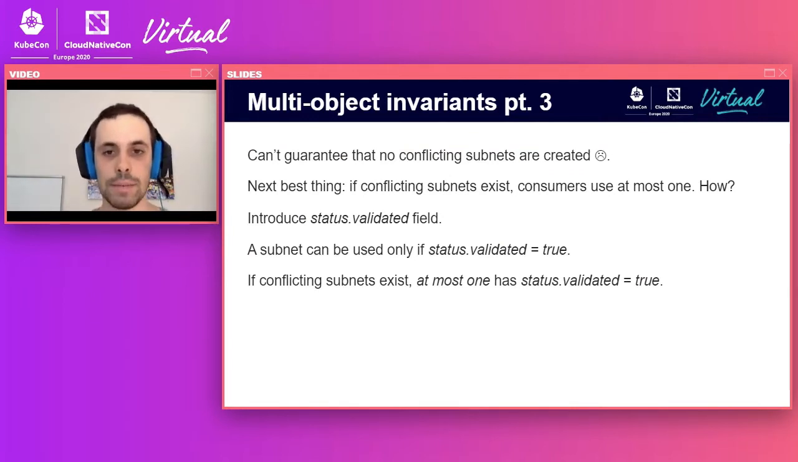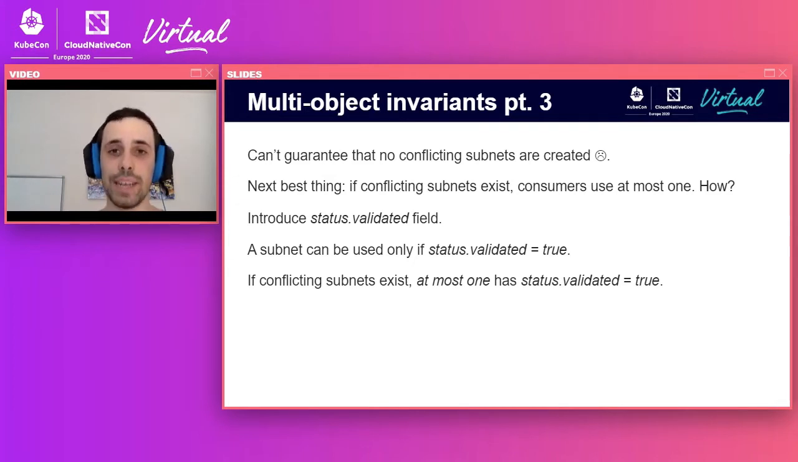So we did the next best thing, which is, okay, if two or more conflicting subnets ever come to exist, consumers of subnets will use at most one of them and ignore the others. And we achieved this by giving subnets an additional status field called validated, and COS guarantees that if two or more conflicting subnets ever come to exist, at most one of them will have validated equal to true, and that's how consumers will know that that's the subnet that they can use.